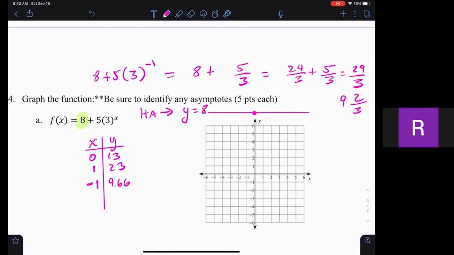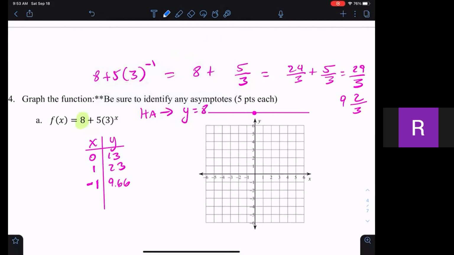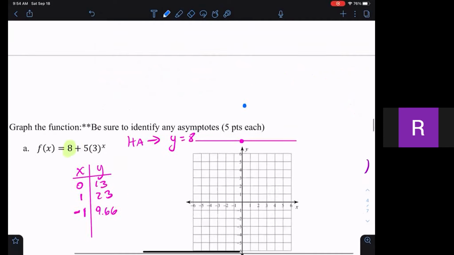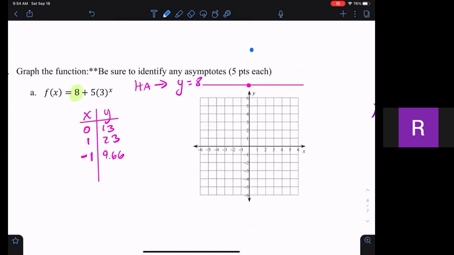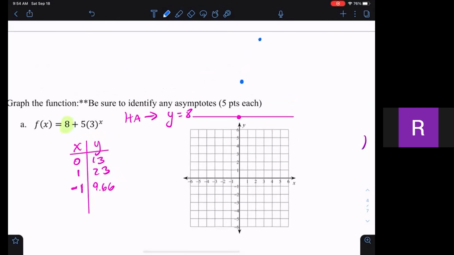And then this is going to be (0, 13). So (0, 13) is somewhere around here. Let's put that in a different color. Let's assume that (0, 13) is about here. Let me erase this stuff. So (0, 13) is around there. And we have (1, 23), maybe about here. Okay, let's assume that it's about there. And then (-1, 9 point something), so about here somewhere, all right? And then you can trace it.